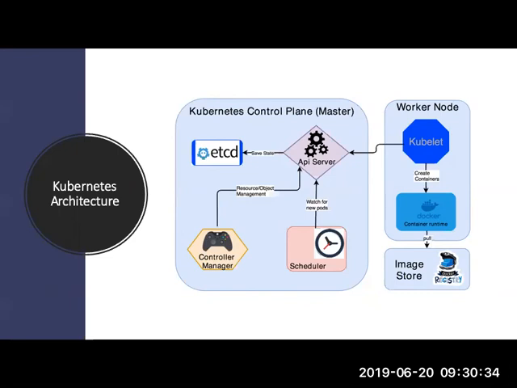Right? Now consider one of the nodes goes down. Then there is a component called the controller manager. It checks whether any node has gone down, and it will restart your application on another node so that the replica count is maintained and we achieve the desired state.